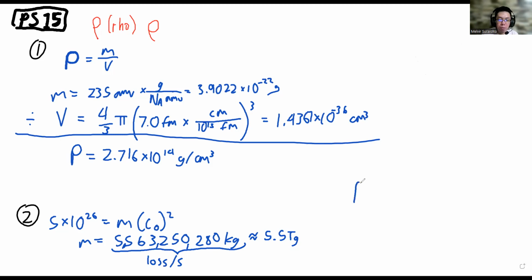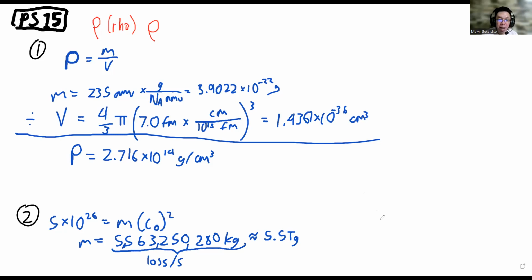Okay. So for number 2, let's see. So what equation will you use there? Okay, correct. E equals MC squared. So therefore, the change in mass should be energy all over C squared.